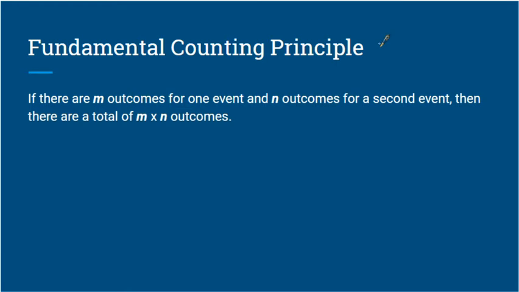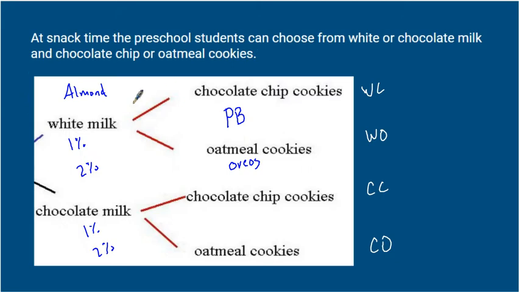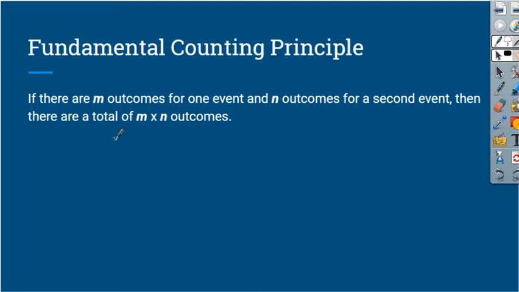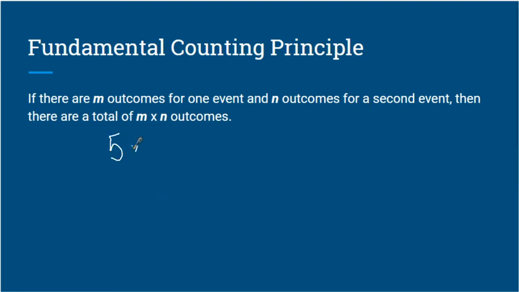So if I go back to all of the additions that I made to our preschool snack here, we have now 1, 2, 3, 4, 5 different options for milk, and 1, 2, 3, 4 different options for cookies. So if I use the fundamental counting principle, I would say there are 5 outcomes for milk times 4 outcomes for cookies, which means there are 20 different outcomes, 20 different ways that you could combine those milk and cookies to come up with the options. Okay, and that's it for day 1.